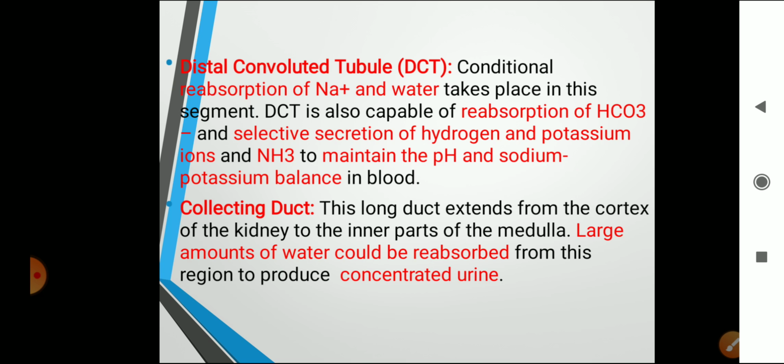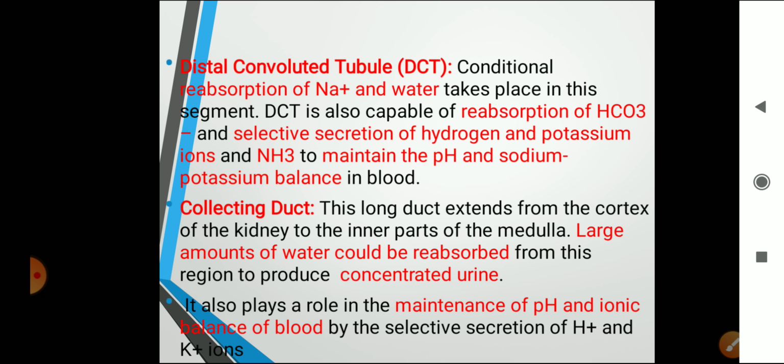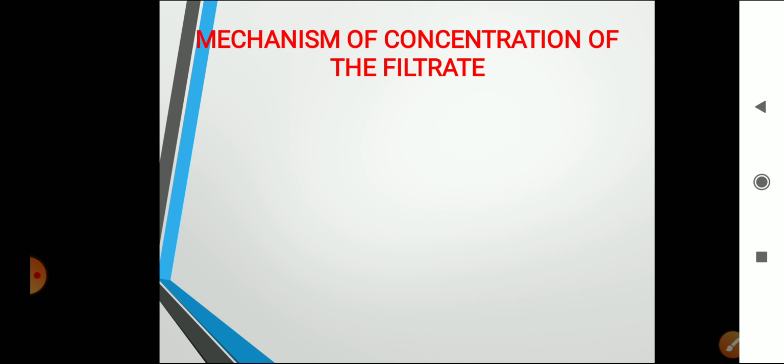The collecting duct extends from the cortex of the kidney to the inner parts of the medulla. Large amounts of water could be reabsorbed from this region to produce concentrated urine. So this is how the glomerular filtrate gets concentrated and transforms into urine. It also plays a role in the maintenance of pH and ionic balance of the blood by selective secretion of hydrogen ions and potassium ions. So that is all about the functions of the different parts of the tubular part of the nephron.